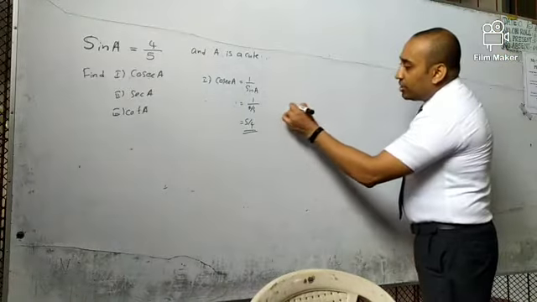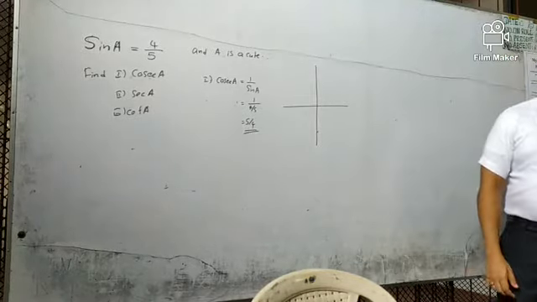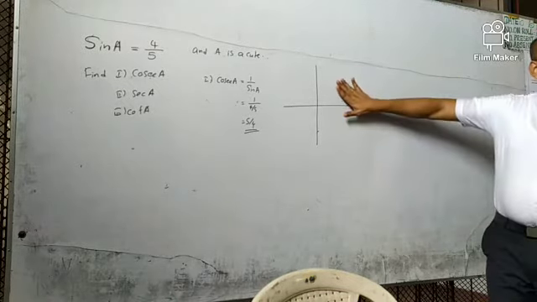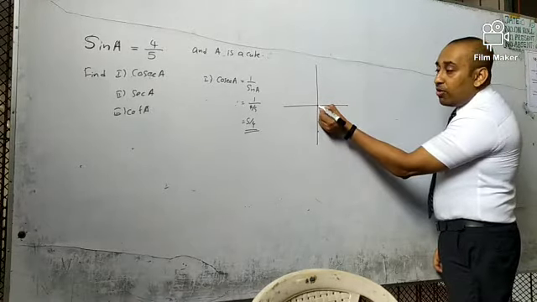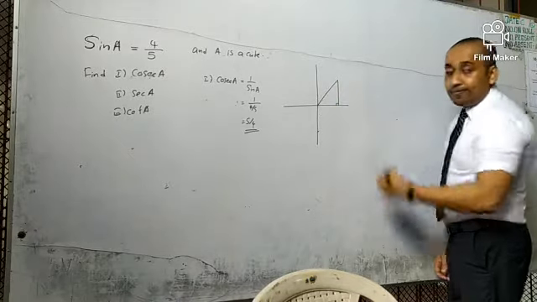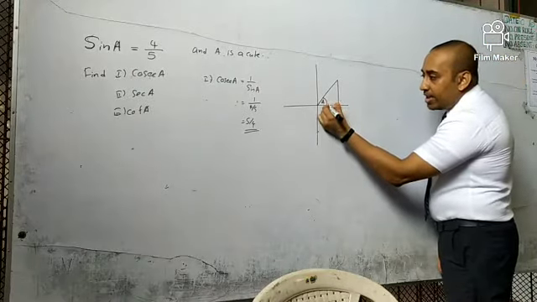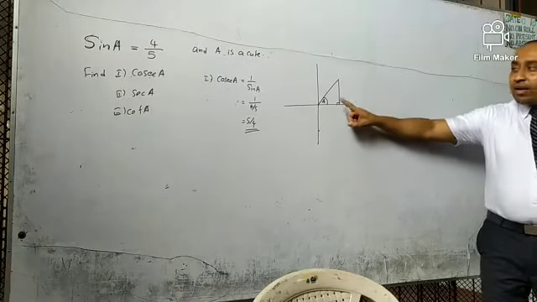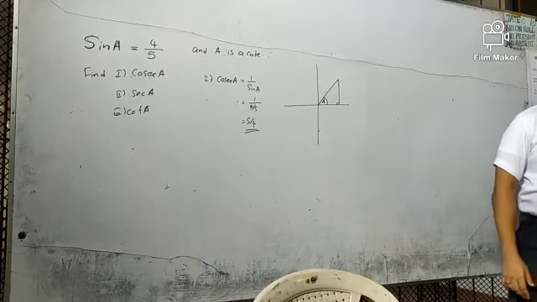So initially they mentioned make a quadrant diagram. Then it's acute. Acute means in which quadrant? It's the first quadrant. So you can draw the diagram. Always remember that this diagram should be drawn from the origin. From the origin, make a right angle triangle, and mark the angle with the x-axis as A.